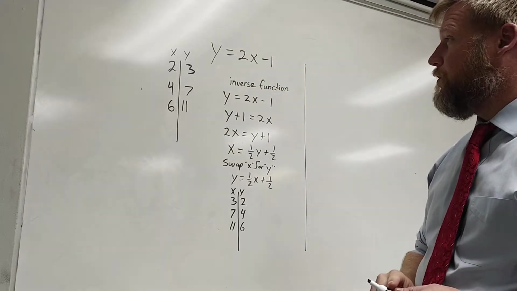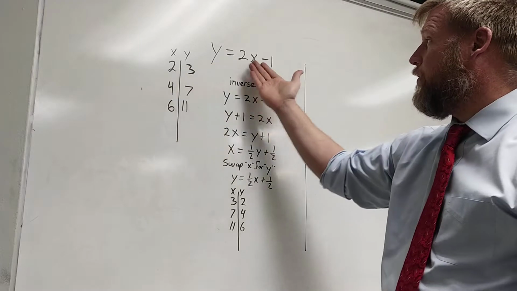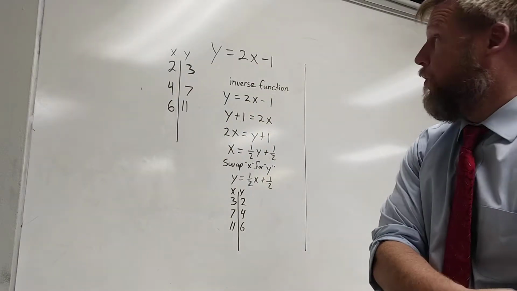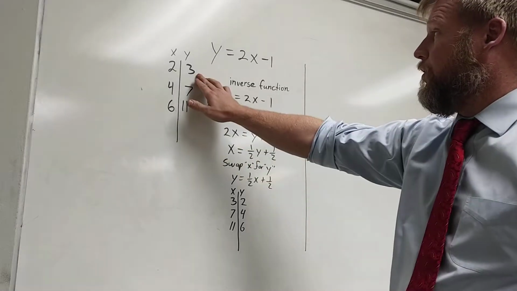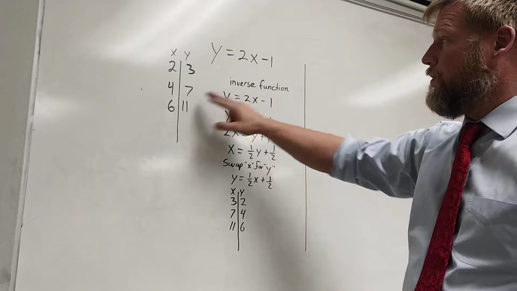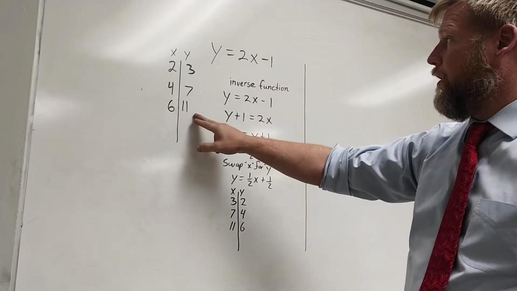When I go ahead and put in some values here, if I put in 2 for x, I'll get 2 times x, which is 2x, or 2 times 2, and that's 4. 4 minus 1 is 3. I do the same thing with 4. 4 times 2 is 8, minus 1 is 7. I do it again with 6 and get 11.